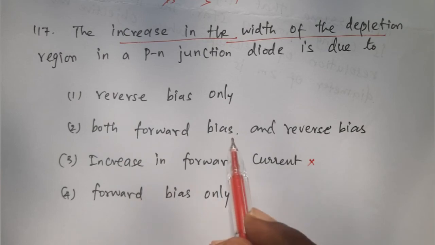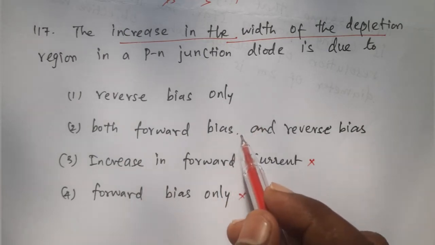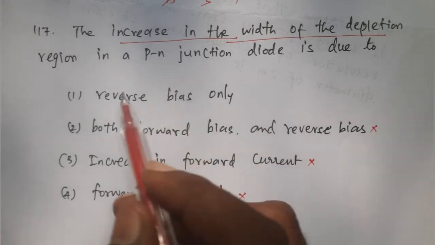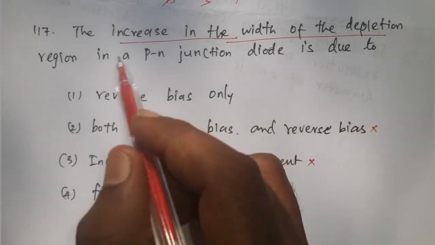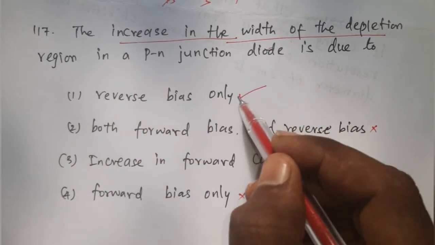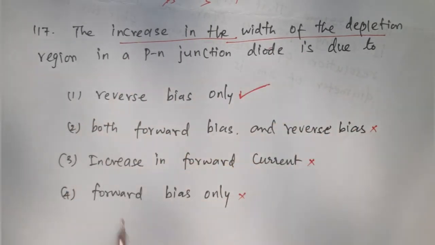In forward bias, as we already discussed, the width of the depletion region decreases. So this is also not the option. In the reverse bias only, the width of the depletion region increases. So option 1 is the right answer.